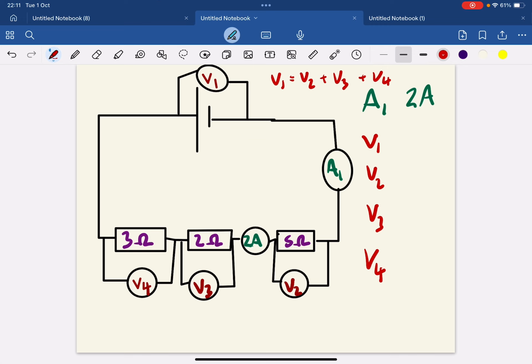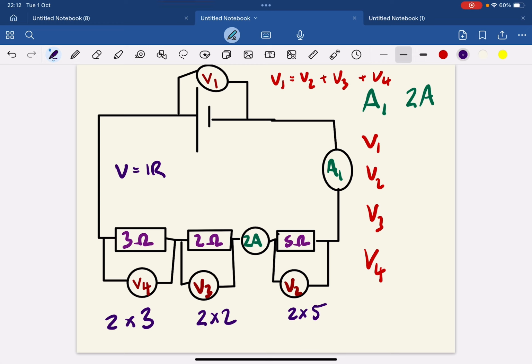So for this one here, we're going to have to, again, use the calculation of V equals current times resistance. So our current is 2, and our resistance here, our resistor there, is 3. In V3, the current is 2, and the resistance is 2. In V2, the current is 2, and the resistance is 5.